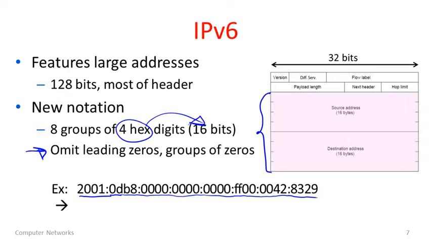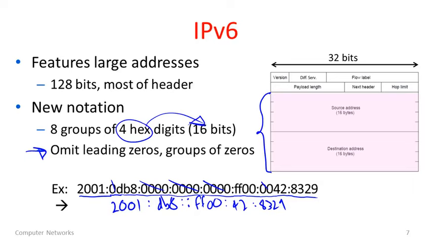So let me just write out, and you can help me, what this address would be in the new notation. So I'm going to shorten each group as I go across. So 2001, colon, I'm going to get rid of this 0, db8, colon. Oh, look, I can get rid of this block, and this block. Now I'm left with another colon there. Then I've got ff00. I can't get rid of these zeros because they mean something at the end. It would be a different number otherwise. Colon, get rid of this. 42, colon, 8329. Well, that's still pretty long, but it's a lot shorter than what we started with.